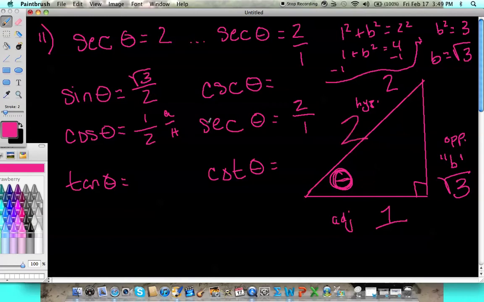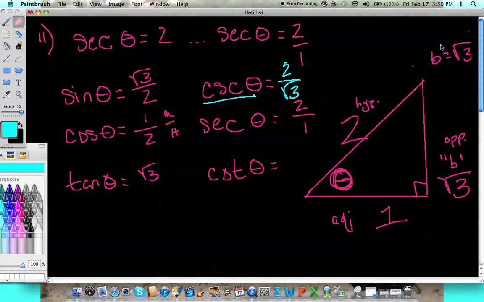Let me put the 2 here nice and big. My tangent is opposite over adjacent. So that's root 3 over 1, or just root 3. My cosecant is the reciprocal of sine. So it's 2 over root 3. And I'm going to need to rationalize that, so I'm going to make a little room here. I'm going to multiply both the top and bottom by root 3 over 3 because it's the same as multiplying by 1. And I get 2 root 3 over 3.